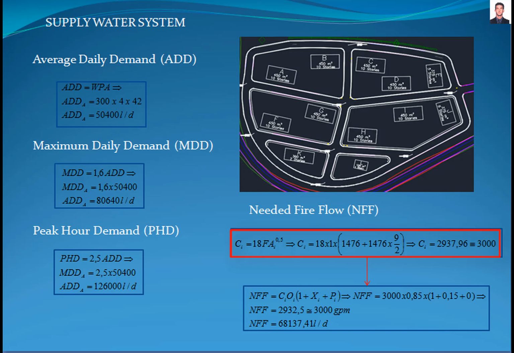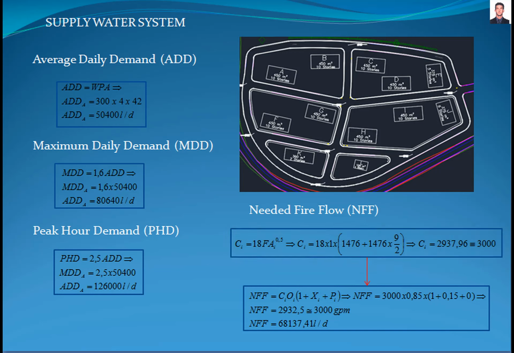The area of building A is 1,476 square feet plus 50% of 9 stories, giving a result of 2,937.96 gallons per minute, which is rounded to the nearest 250 gallons per minute.